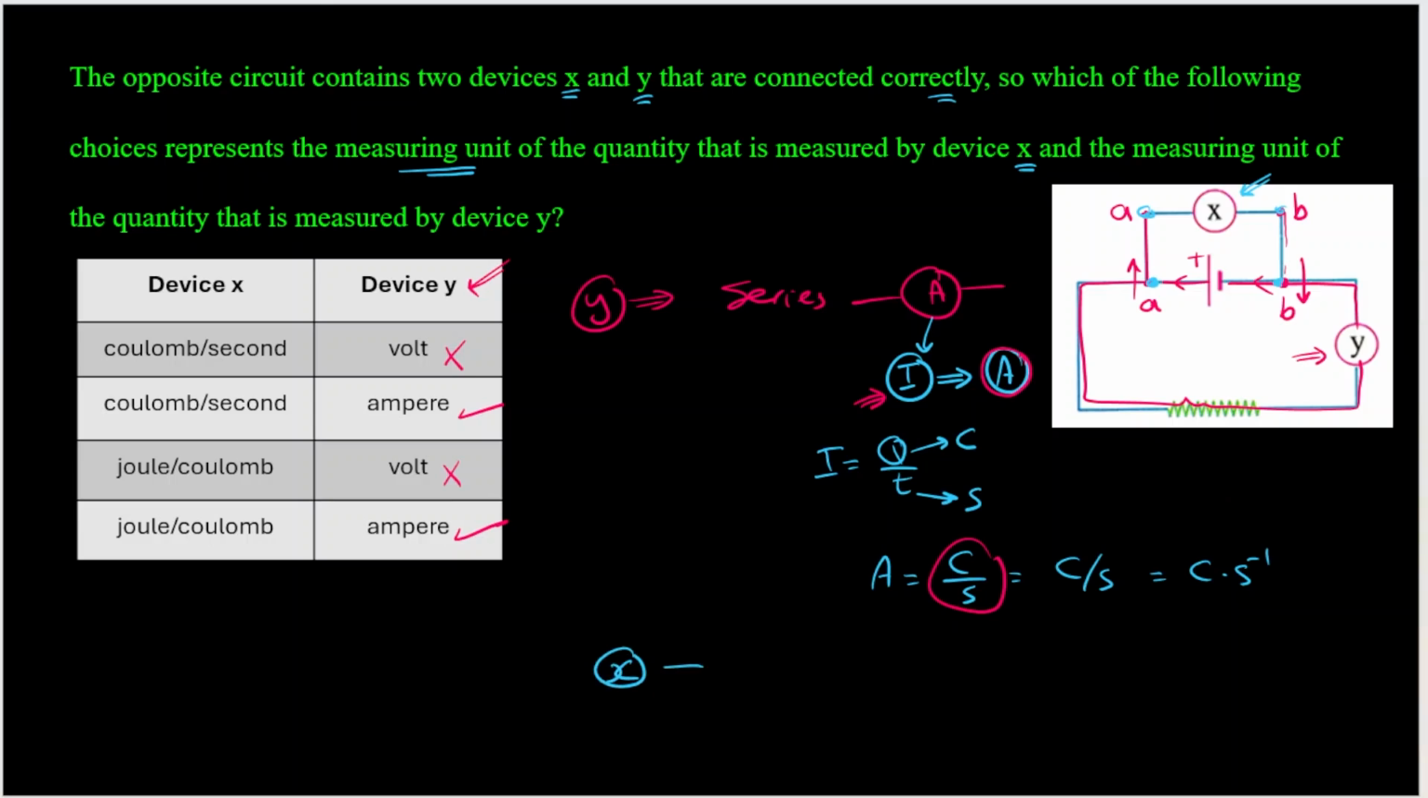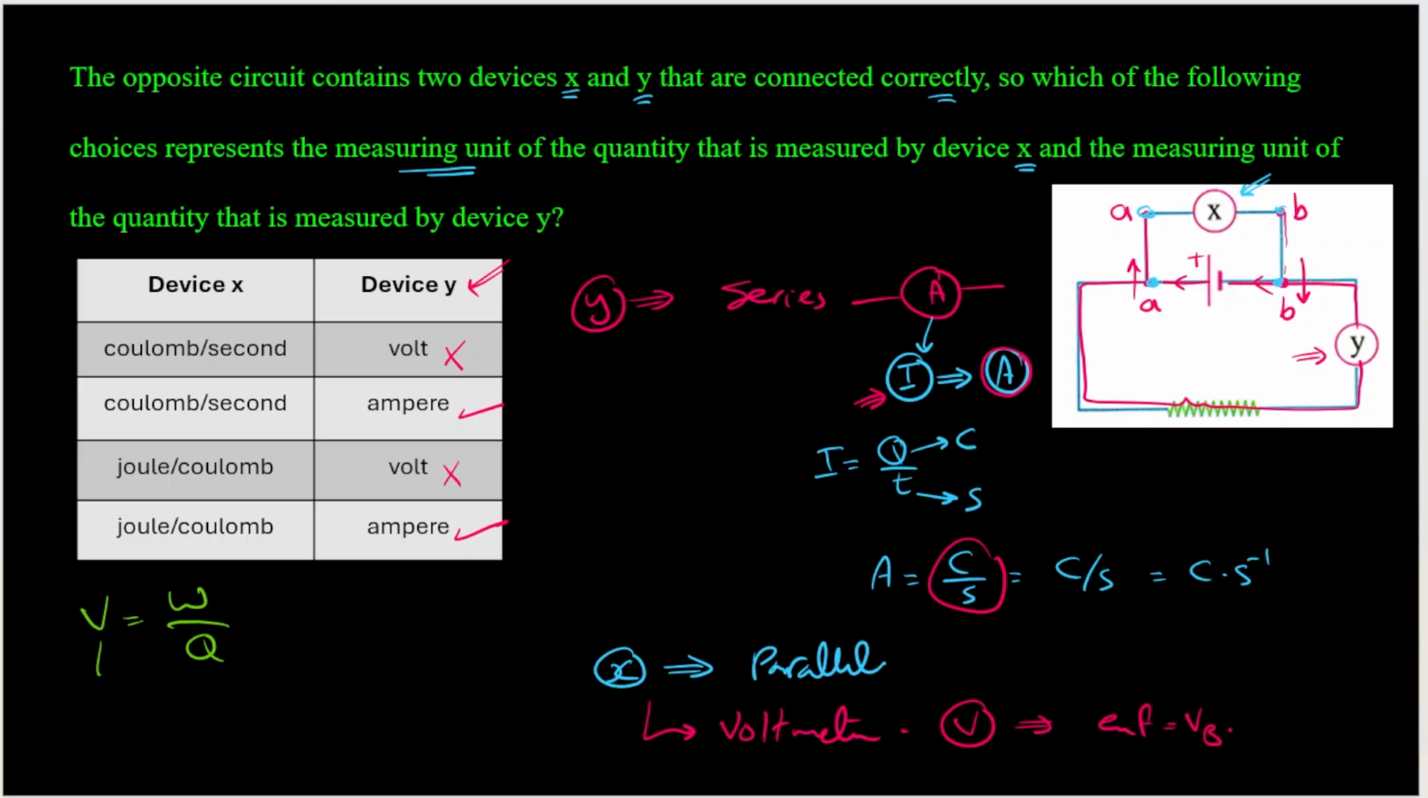So X is a device which is connected in parallel. The device which is connected in parallel is a voltmeter. And it is a device which is used to measure the potential difference or the electromotive force of the battery, which is also a potential difference. So V is equal to W over Q. The potential difference is measured in volt. W is measured in joule, Q is measured in coulomb. So volt is equivalent to joule over coulomb, or joule per coulomb, or joule dot coulomb power negative 1.